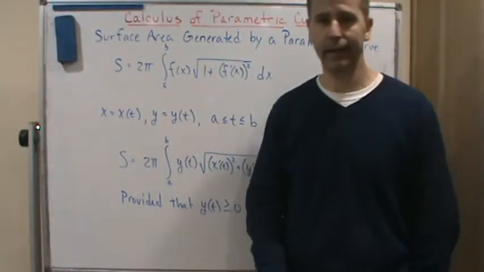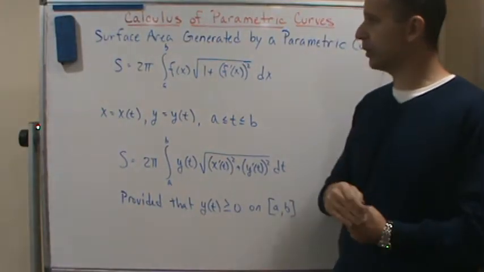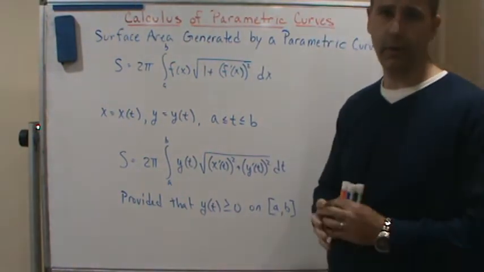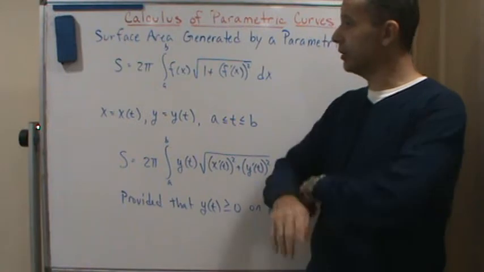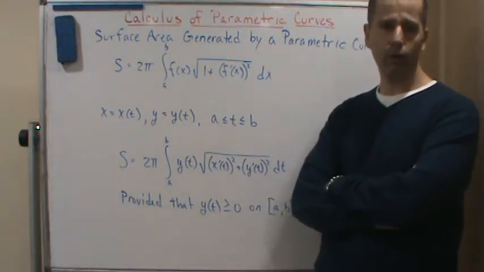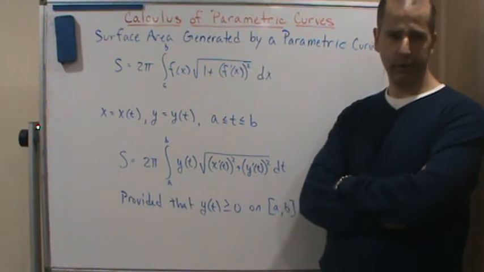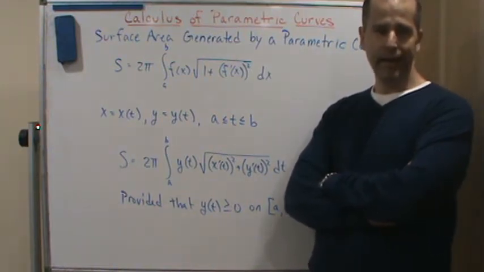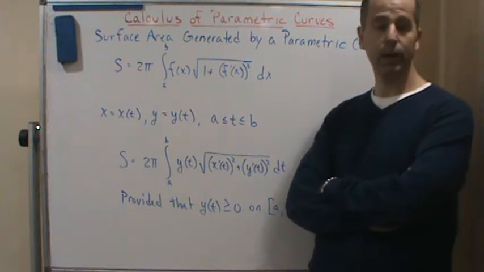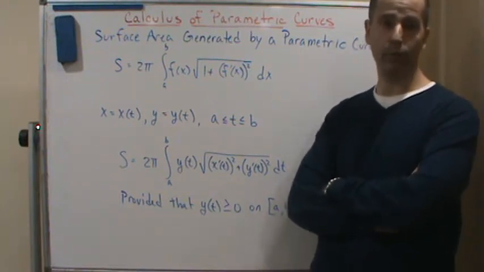Okay, so welcome back. Now the last thing that we're going to talk about for this series of topics is going to be the surface area that's generated by revolving a parametric curve around an axis. I'm going to do the x-axis, but again, there's a similar type of problem for revolving around the y-axis.